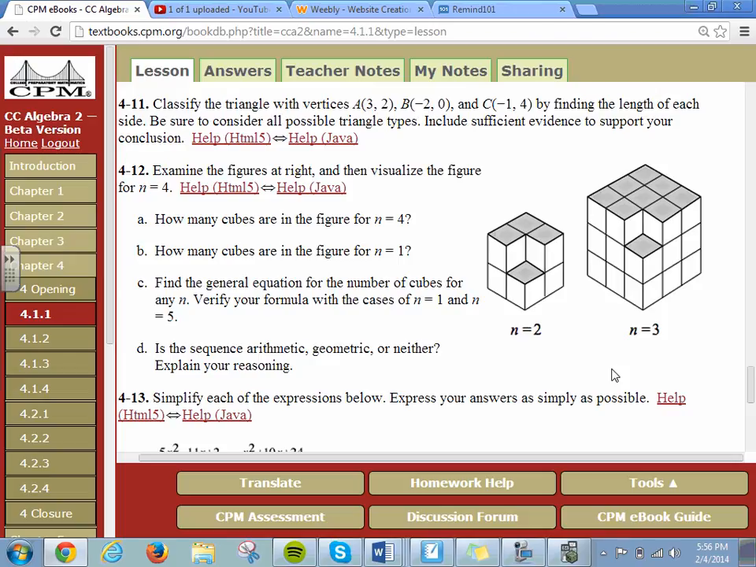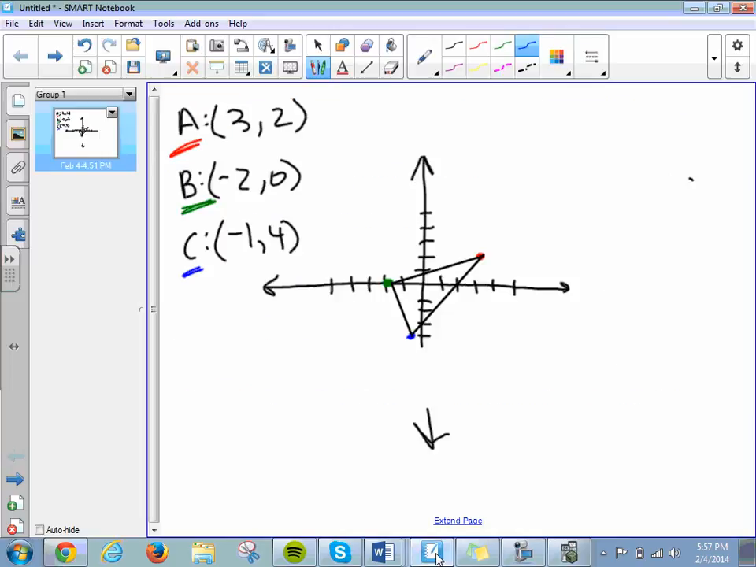In 12, it says to examine the figures at the right and then visualize the figure for our nth one. Oh boy, we're going back to sequences, except this time we've got a picture for it. So how many cubes are in the fourth? How many cubes are in the first? For this one, I'm going to count the number of cubes because that's the relationship we want. So, this is a cube.